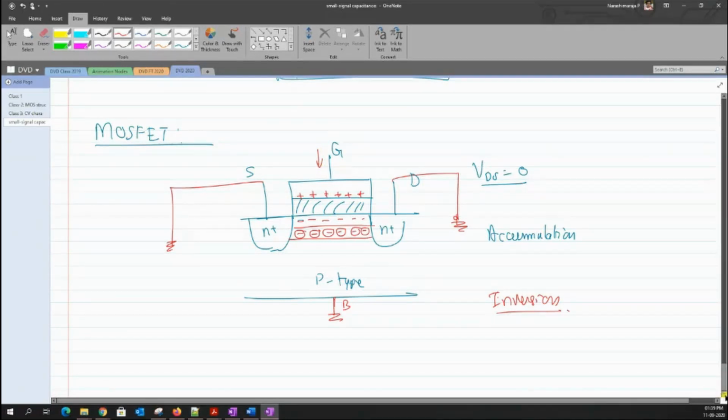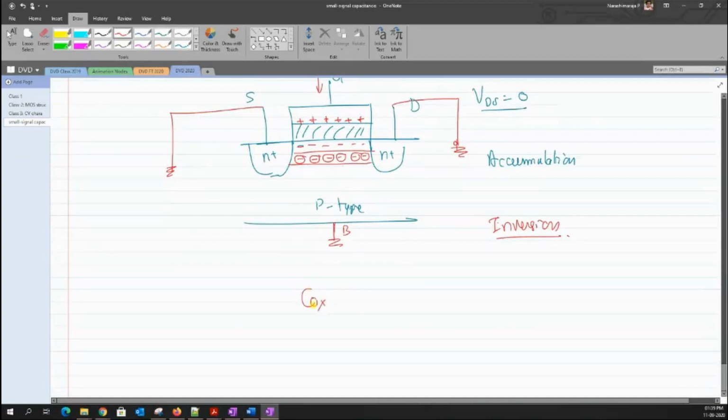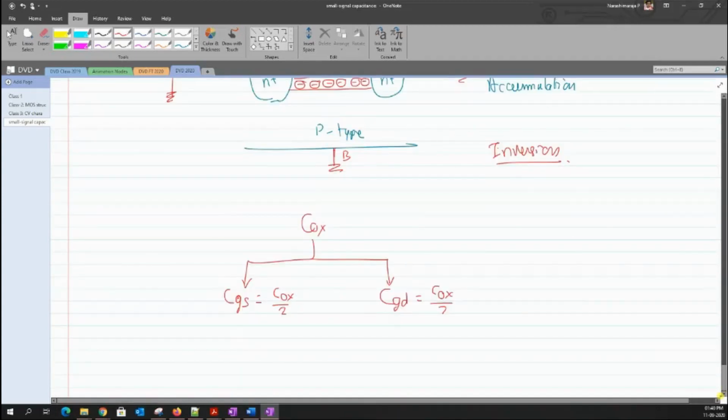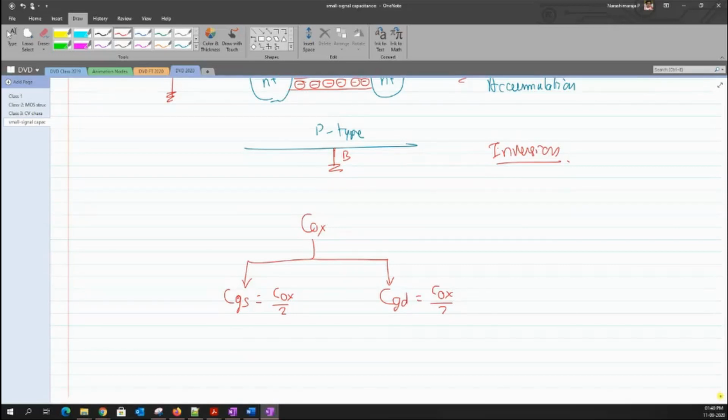We know that the capacitance that it actually forms is generally given as COX, the capacitance per unit area. So this COX can be equally shared between 2 kinds of references: one is CGS, the other one is CGD. I'm just going to take half of the COX and give it to both of them. It is something like a parent who has a house or a property and has 2 children. So he just splits his entire property into 2 parts, right? And that is what is happening.